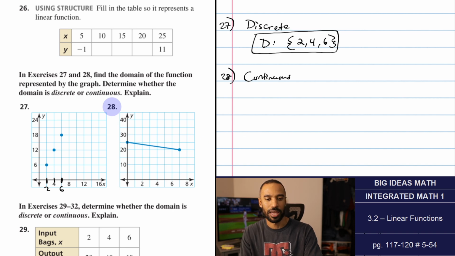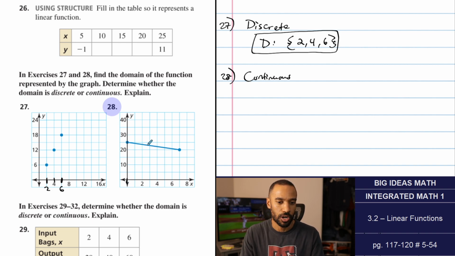I can't write them all as a list. Instead, I write a compound inequality. And remember, we're just doing the x values. We're going from x equals apparently 0 all the way to x equals, looks like 7. These are now going by ones again. So we're going from 0 to 7.